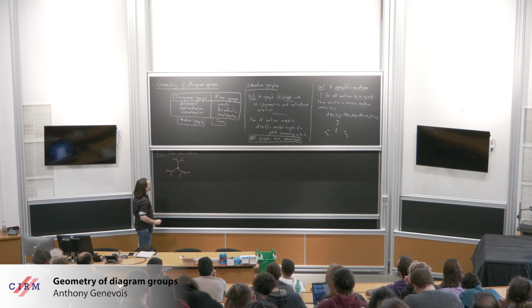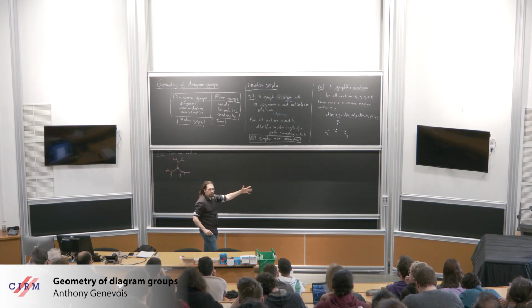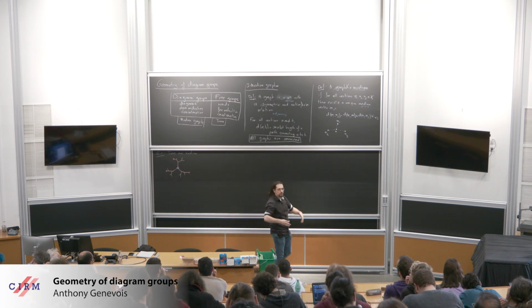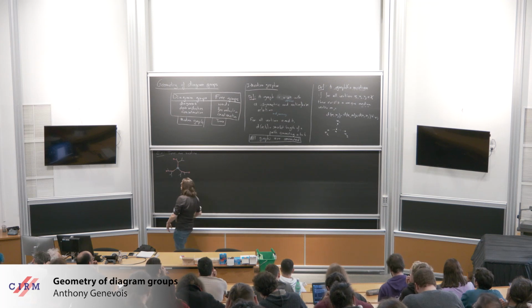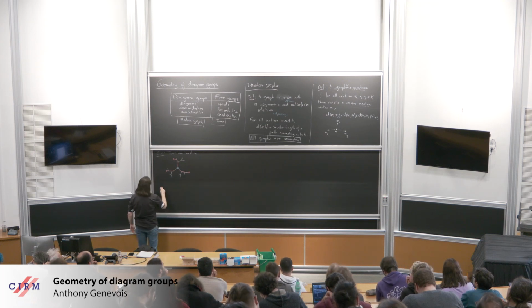The property of being median is also stable under products. If you take a product of median graphs, it's also a median graph. So products of trees are other examples of median graphs. This includes, for instance, the grid.